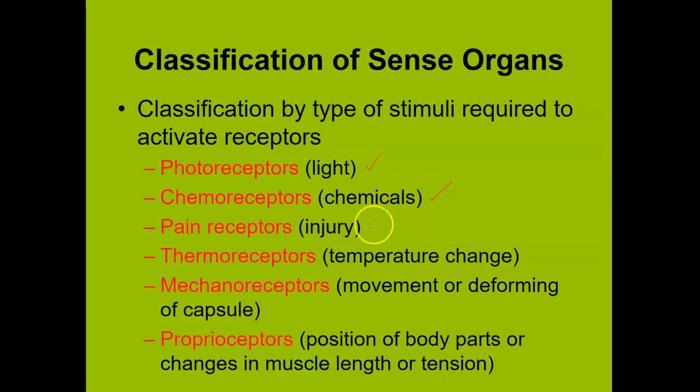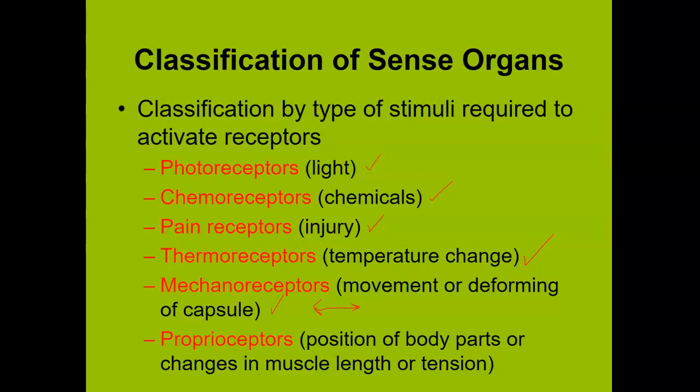Pain receptors, also called nociceptors, respond to injury. You don't have to bleed for an injury to happen, right? Or necessarily see bleeding to realize that there's been damage to tissue. Thermoreceptors are sensitive to temperature change. Mechanoreceptors are sensitive to movement. In other words, they can detect movement or deviation from center. We'll talk about those in a little bit in the auditory system.